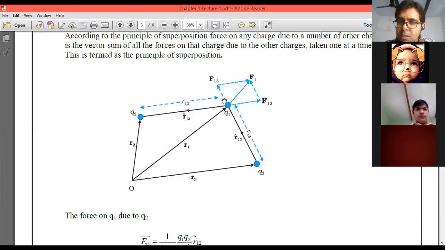And when I use the parallelogram law for these two vectors, I will get a force, that is F1, which is the net force on charge Q1 due to all the other charges present over here. So this is the principle of superposition. Let's try to solve it.